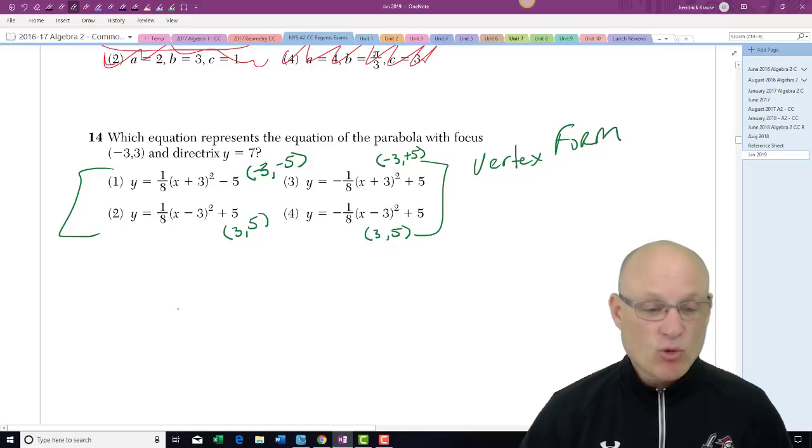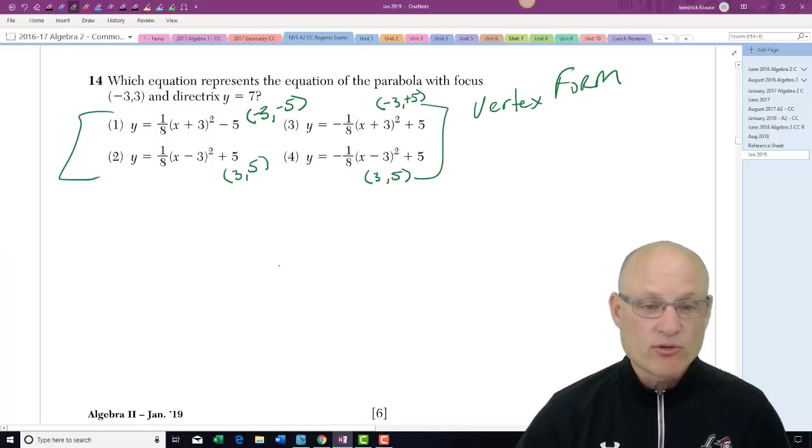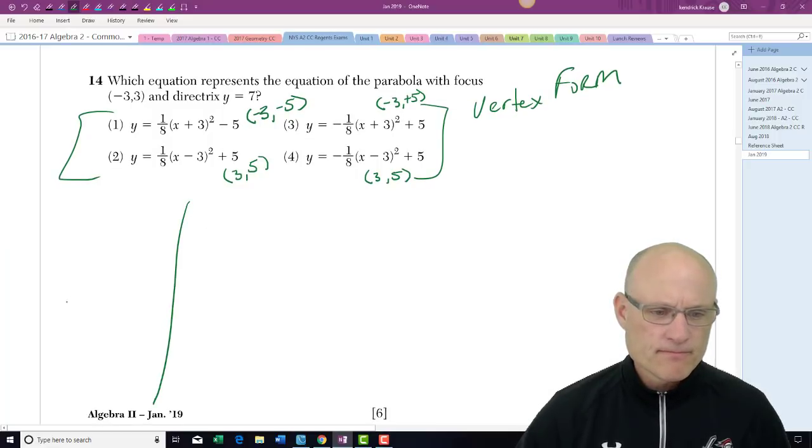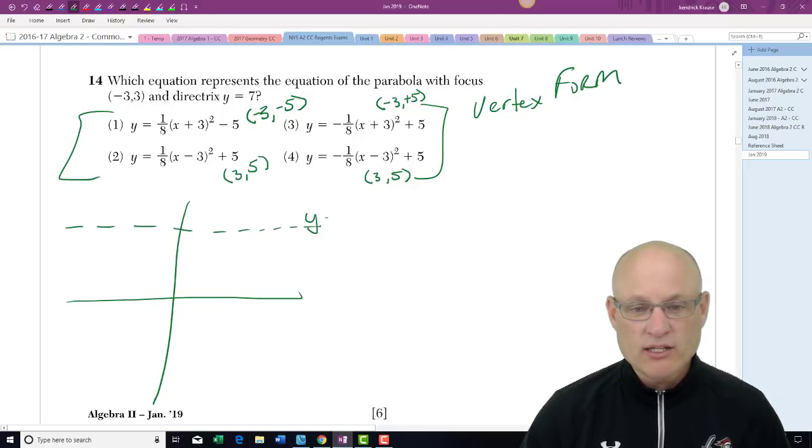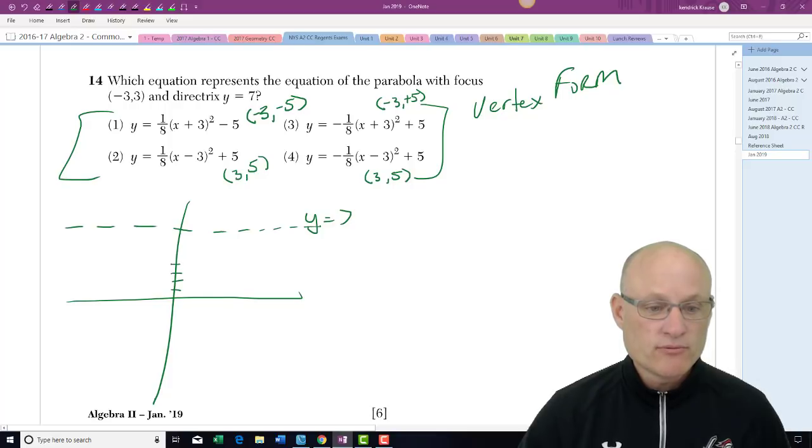Now, what we're going to do is this. We're going to come here. I'm going to show you the right way, and then I'm going to show you the wrong way. Our directrix is y equals 7. So 1, 2, 3, 4, 5, 6, 7. My vertex, well, hold on. My focus is at negative 3, 3. 1, 2, 3. This is my focus.